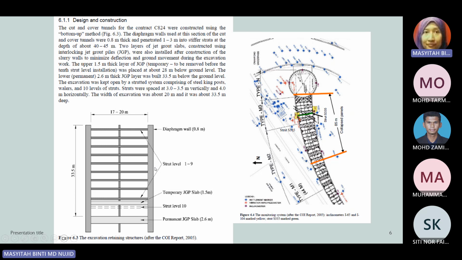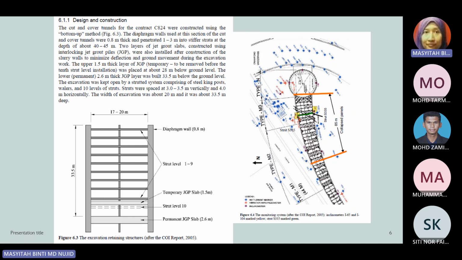The failure happened on this diaphragm wall, because the wall could not restrain the soil movement. The excavation was kept open by a strut system comprising steel king posts, walers, and 10 levels of strut. The struts were spaced at 3 to 3.5 meter vertically and 4.0 meter horizontally. The width of excavation was about 20 meter and it was about 33.5 meter deep. This figure 6.3 explains the statement above on the design and constructions.